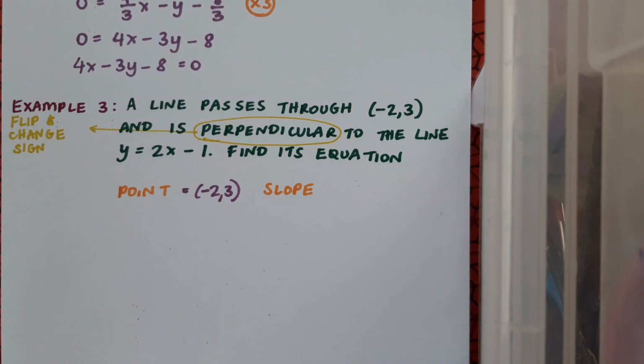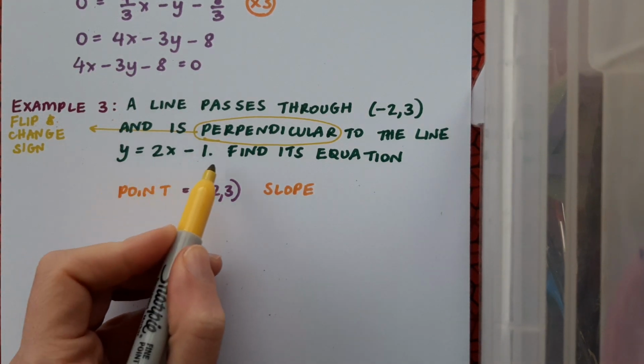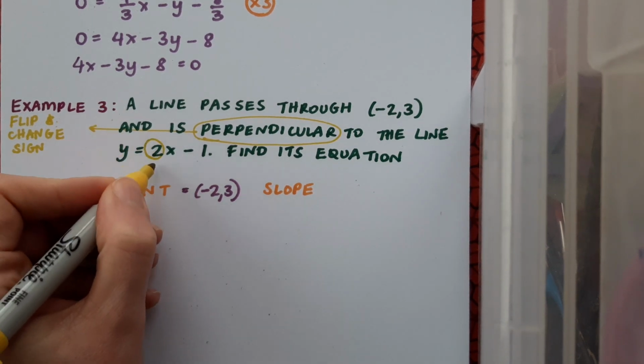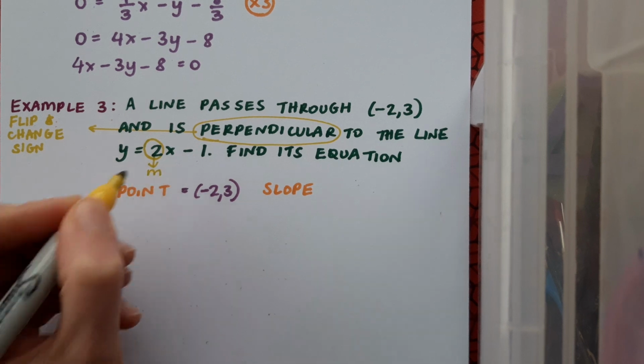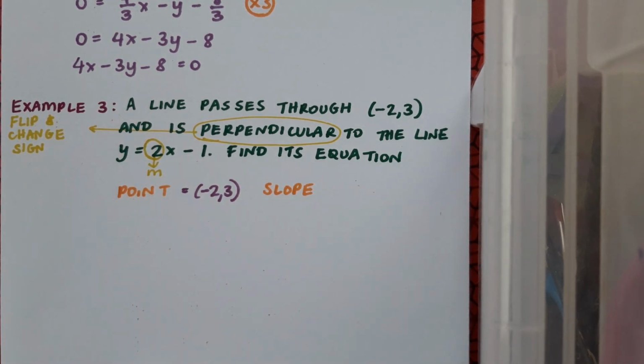Well, it's really easy for me in this case to get the slope of the line y equals 2x minus 1, because it's laid out in the format y equals mx plus c. So this number here, the coefficient of x, is my slope. So that's the slope of this line, but now I want the perpendicular slope. So I'll have to take this value, flip it and change its sign.